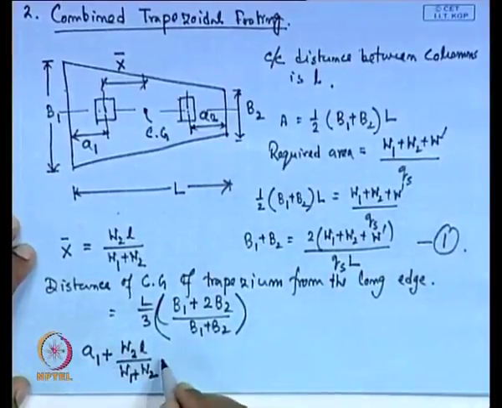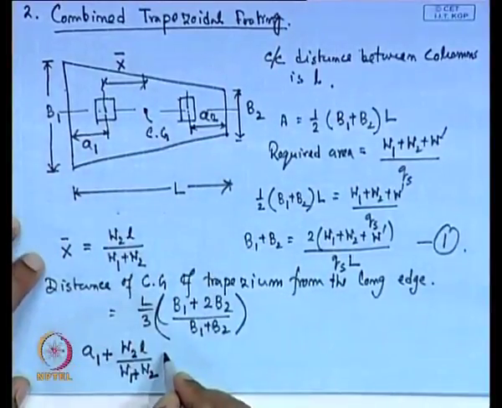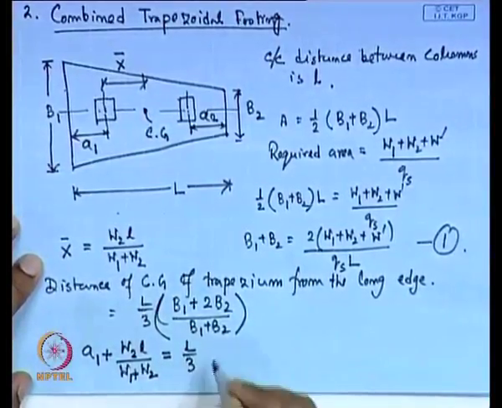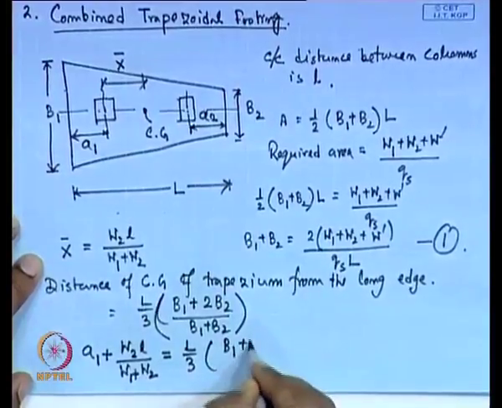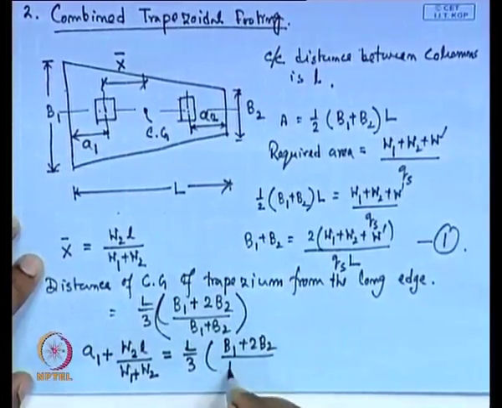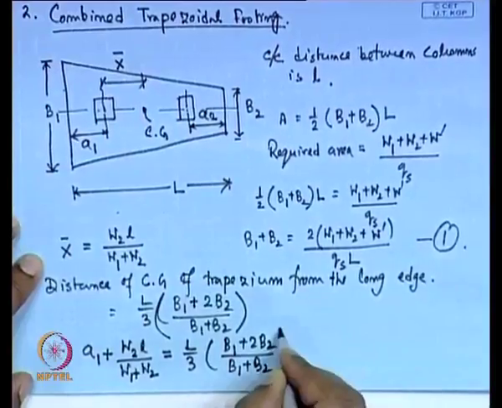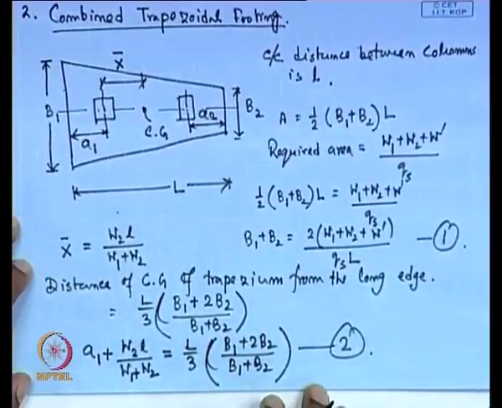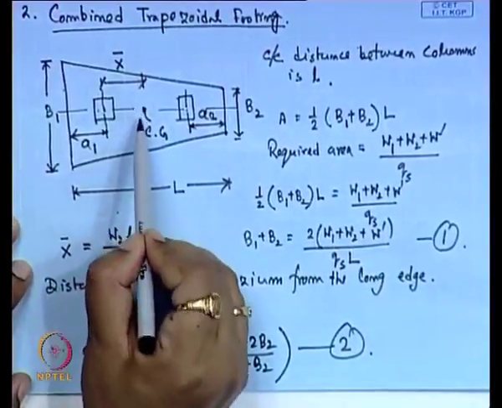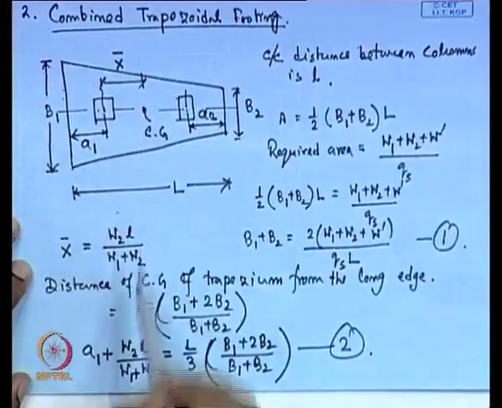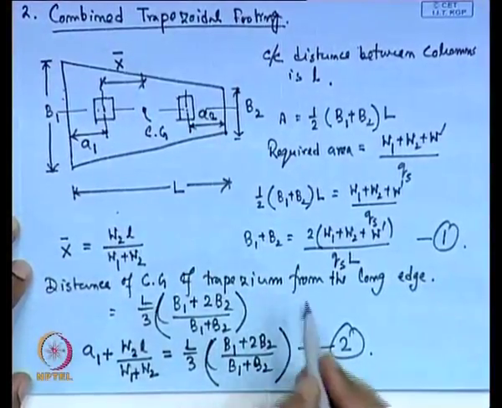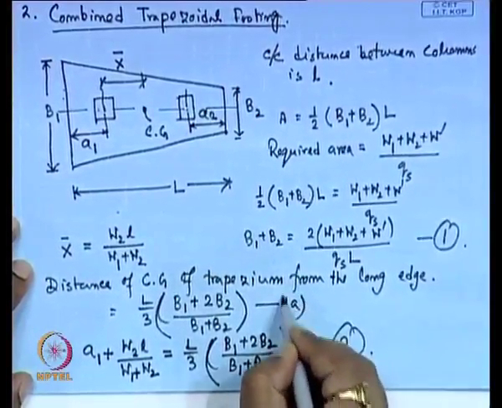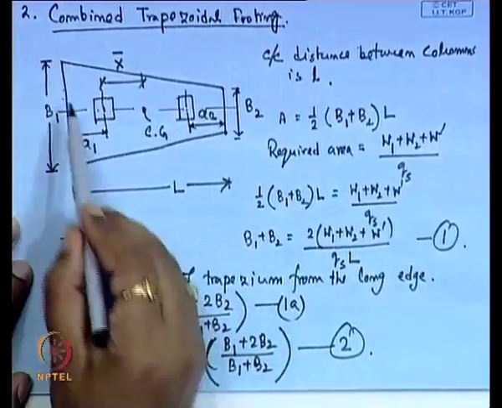So, W 1 plus this x bar, that is equal to this distance L by 3 (B 1 plus 2 B 2) divided by (B 1 plus B 2). So, this is another expression, say expression number 2, because here the distance from this C G from the long edge is given by this expression, or you can write this is expression number 1 A. So, this expression number 1 A is given by this value.